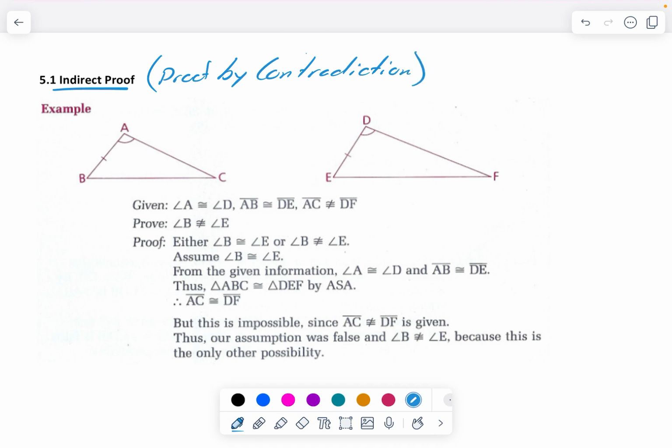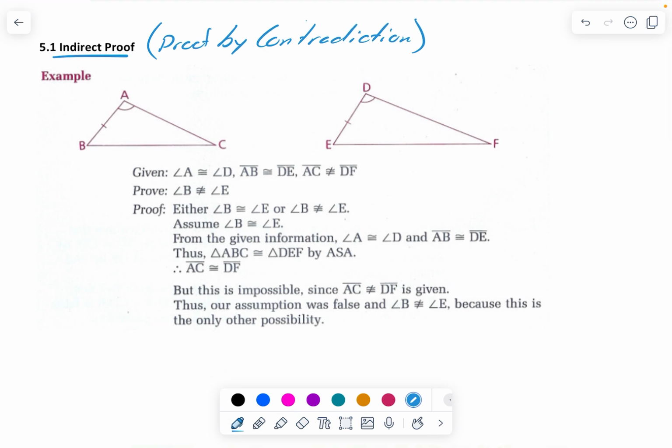Let's look at this example. And you'll know when these proofs are because something's weird about them. So let's look at the given, and this is where you'll see the difference. We're given that angle A is congruent to angle D, and we see that. And we are given AB is congruent to DE, so we can see that.